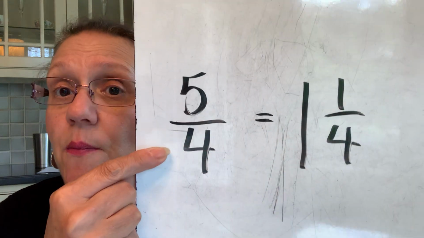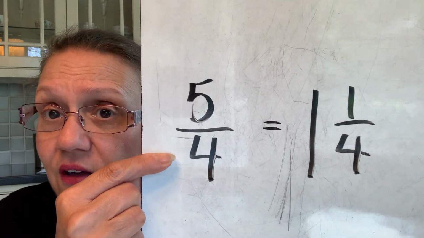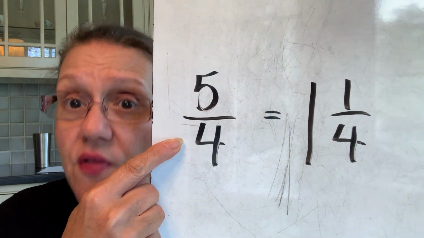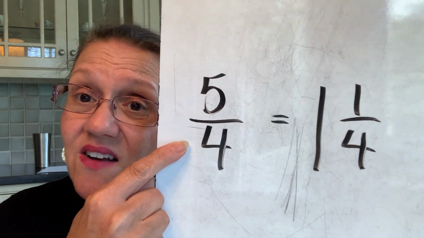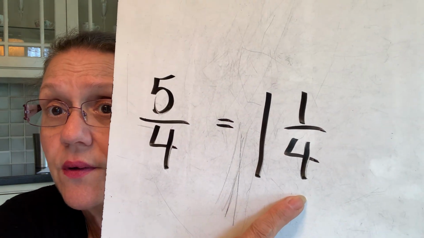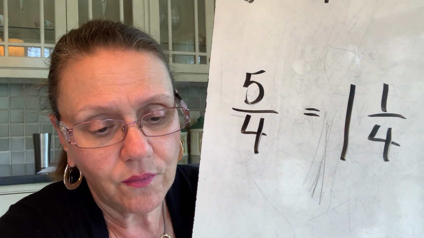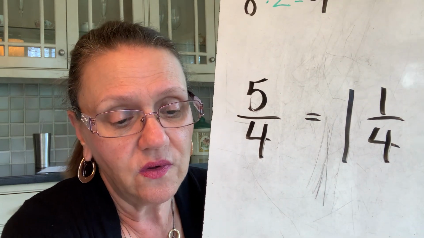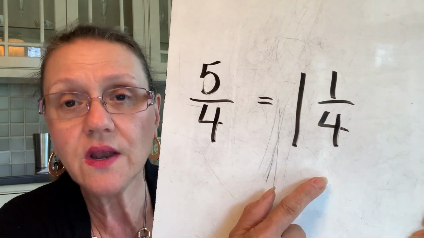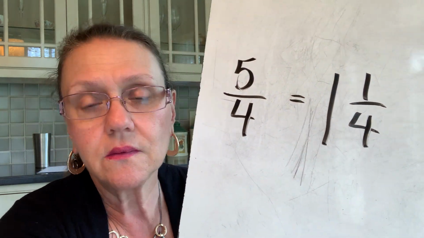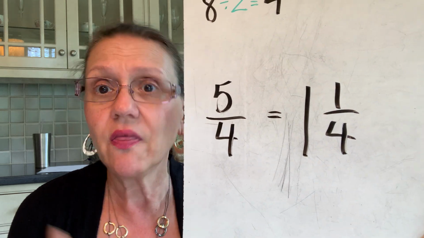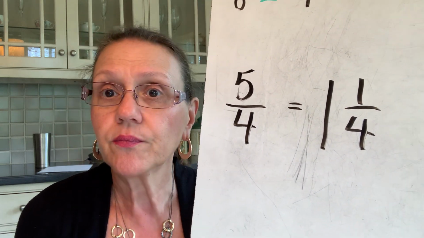In this improper fraction, I would have 5 out of the 4 pieces colored, and that would be more than a whole. In fact, that would be 1 whole and 1/4. And this is now called a mixed number because it's a whole number and a fraction mixed together. That's why they call it a mixed number.